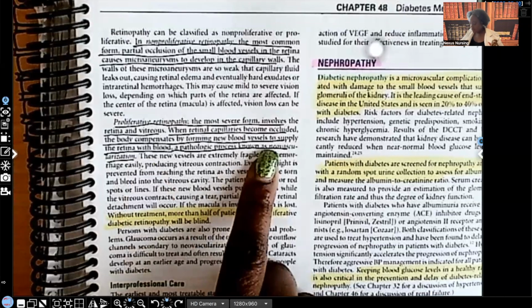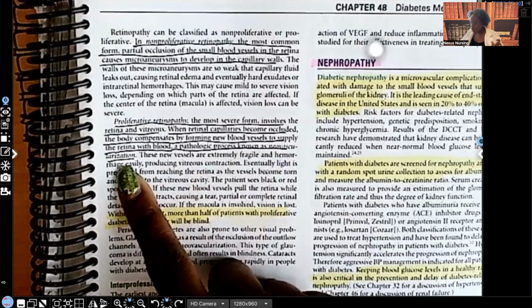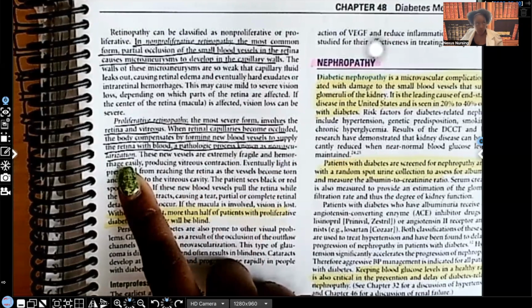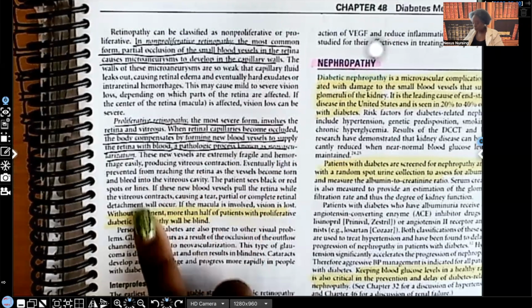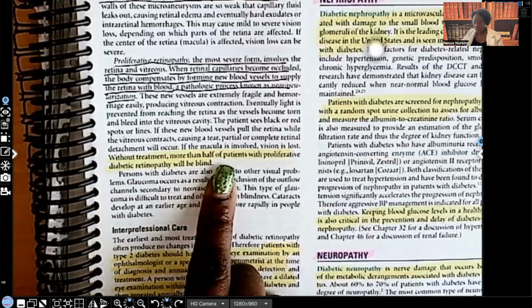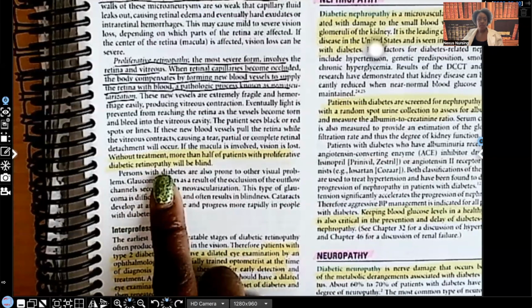So a new blood vessel to supply the retina with blood, a pathological process known as neovascularization. And those are the new pathways that the vessels make trying to survive, trying to supply oxygen, vitamins, nutrients, minerals, everything that your eyeball needs so you don't lose your vision, okay? Without treatment, more than half of the patients with proliferative diabetic retinopathy will be blind. Remember, proliferative is way worse than non-proliferative. Proliferative is a severe form.